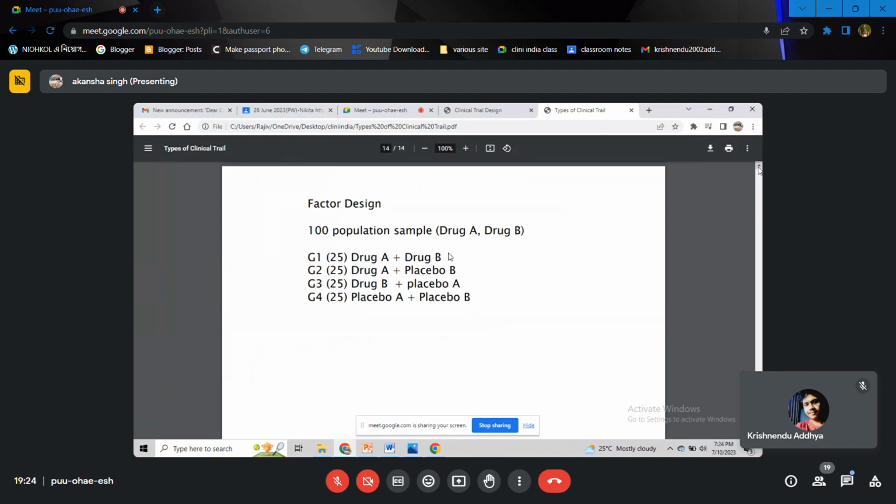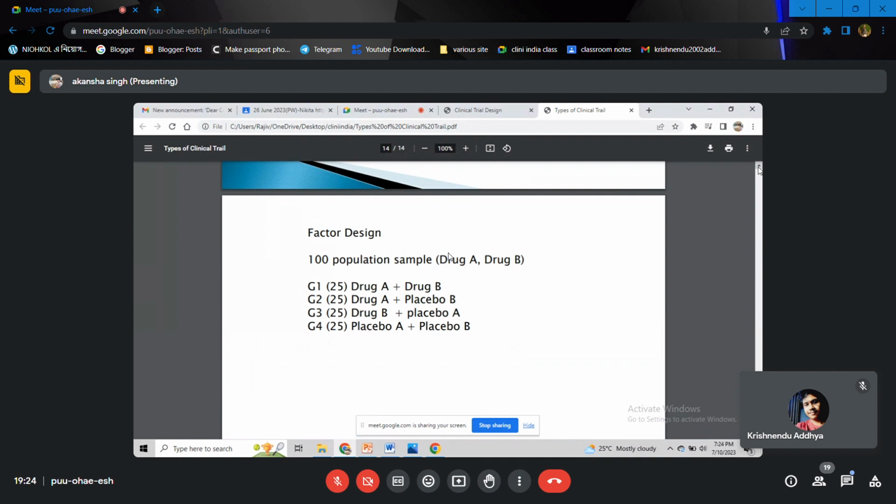See, in an interview, nobody will ask you about the design. But you should have a basic understanding of what a randomized controlled clinical trial is, what non-randomized is, and what an observational study is. This will give you a better picture. You will be able to understand it when you do clinical data management or pharmacovigilance. All this will help you over there.